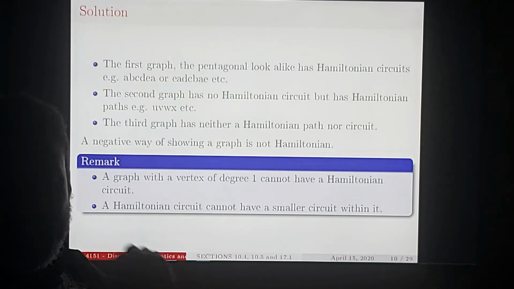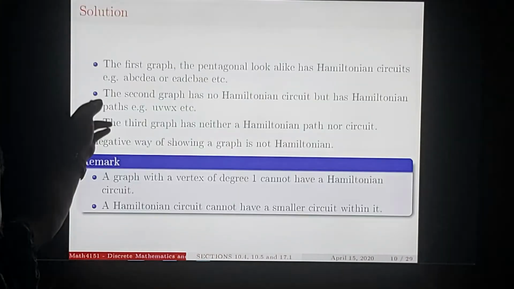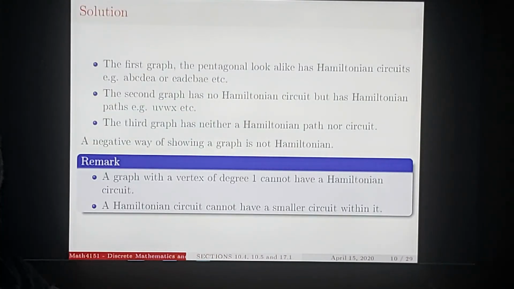So anyway, the first graph, the pentagonal lookalike, has Hamiltonian circuits, the examples I've given you. The second graph has no Hamiltonian circuit, but has Hamiltonian paths. The third graph has neither a Hamiltonian path nor a circuit.